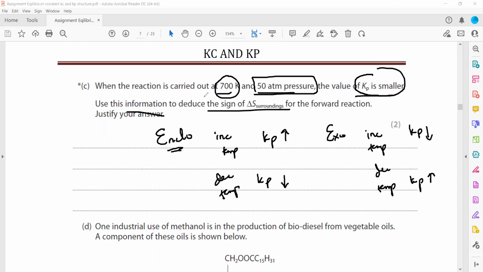As I mentioned, when the reaction is carried out at 700 K, that is a high temperature. When the temperature is high, the value of Kp is small. So with a high temperature or increase in temperature, the value of Kp is small. What it shows is that the forward reaction is exothermic.